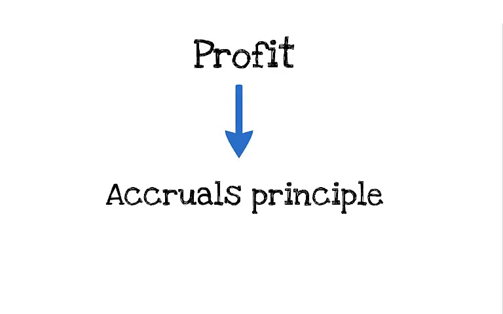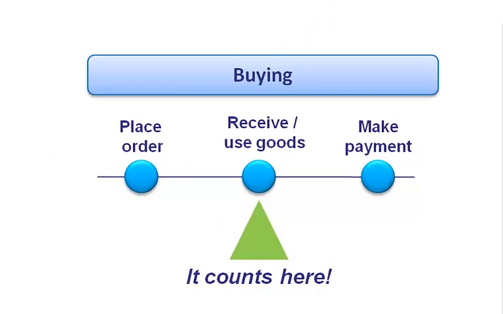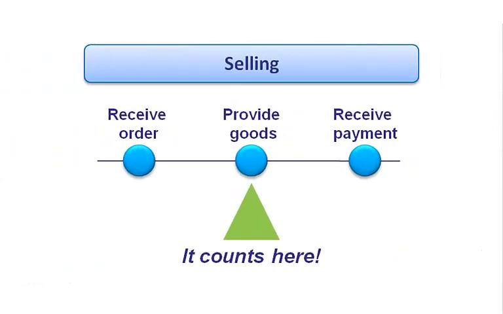And what do we mean by profit? I won't go into this too much as there are other modules which pick up on this, but profit is calculated based on the accruals principle. Basically, when we're buying something, it counts, i.e. we include it in our account, when we receive the goods or services. For selling, it counts when the goods or services are delivered.